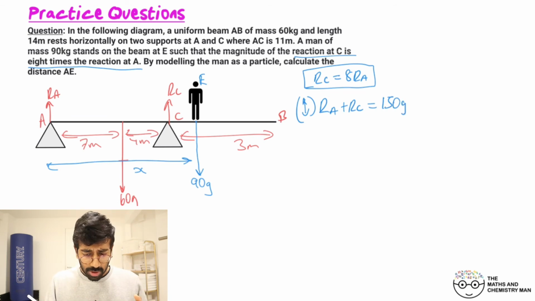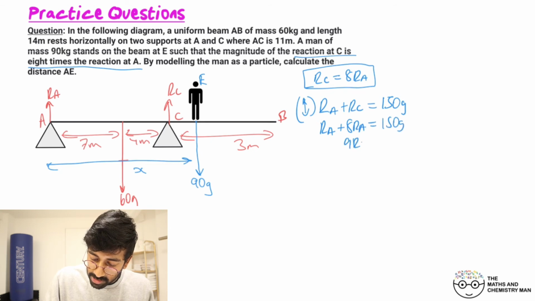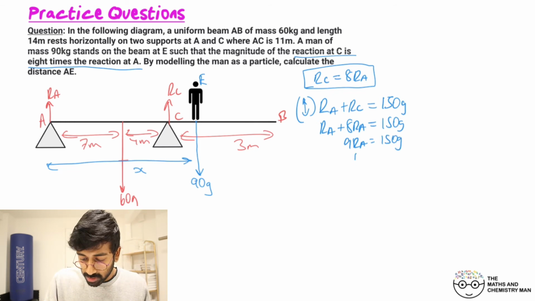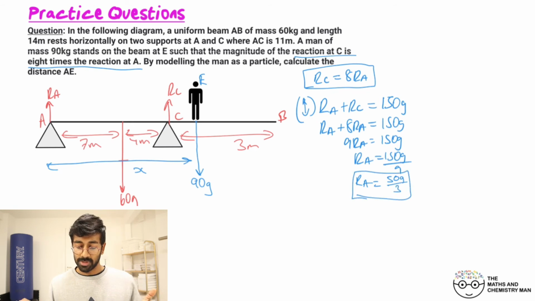Next thing, let's do some substitution, right? Because we were told that RC is 8RA. So we can say RA plus 8 lots of RA is equal to 150G. And that means 9 lots of RA is 150G. Divide that 9 across to the other side. RA is 150G over 9, which simplifies to, you can divide both of those by 3, so we've got 50G over 3. There we go. So 50 over 3G.